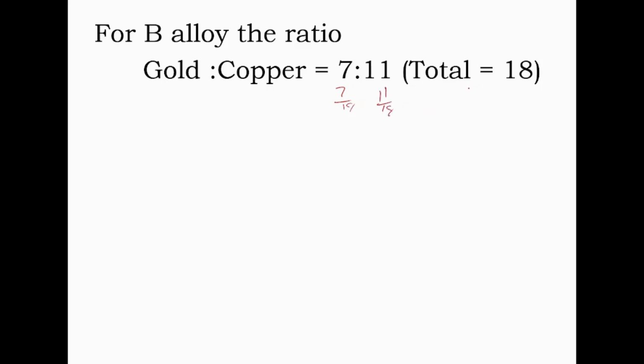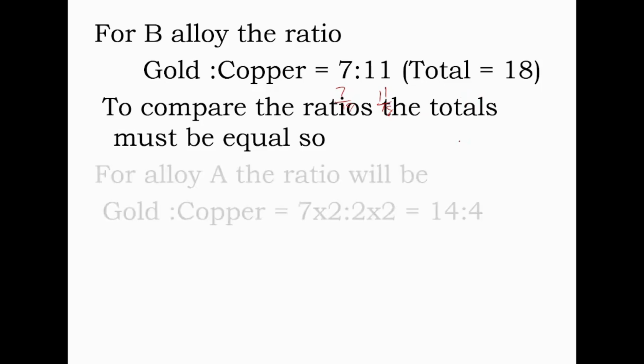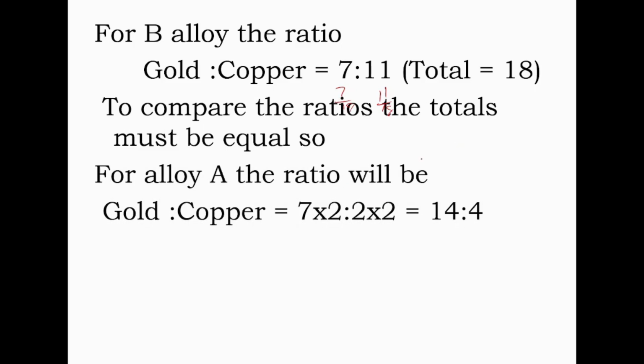So here the totals of alloy A and B ratios are different. For comparison, these two must be equal. So for A, the total is 9. If you multiply with 2, it becomes 18. That's why the alloy A ratio 7 is to 2 is multiplied with 2. That's why 7 into 2, 2 into 2. 7 2s are 14, 2 2s are 4. So 14 is to 4 are gold and copper.